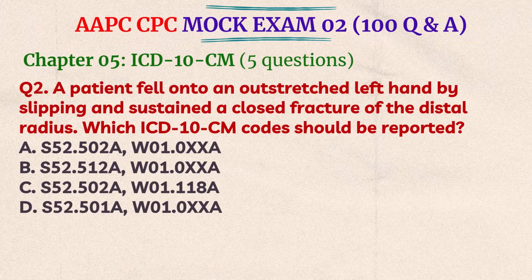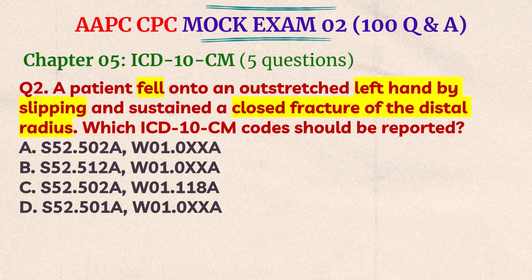Question number 2. A patient fell onto an outstretched left hand by slipping and sustained a closed fracture of the distal radius. Which ICD-10-CM code should be reported? So there are 4 answers available. Take your ICD-10-CM code book and find the answer. Okay, in this question, you have to highlight this is a fall on left hand by slipping. And the fracture occurred here is closed fracture of the distal radius.